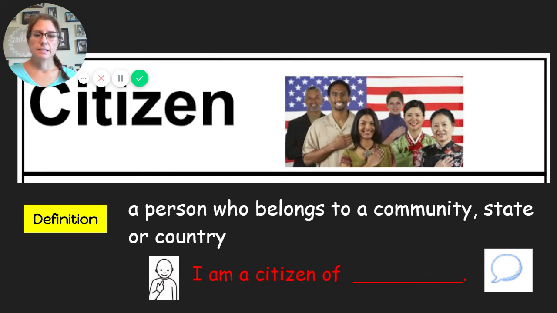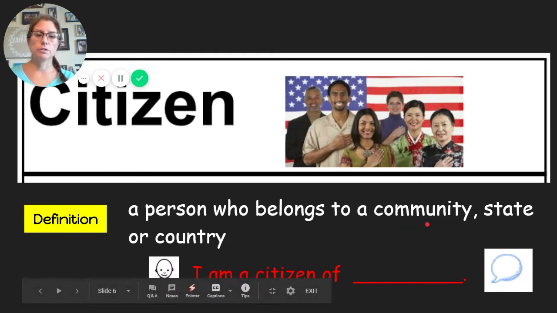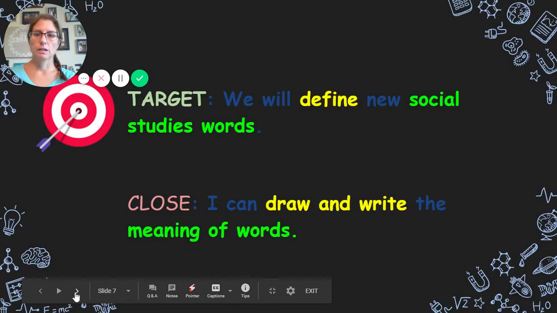I am a citizen of Texas. It's my state where we live. Now you try it. You're going to say the words with me. I am a citizen of... If you responded, you did a good job thinking. A group that you belong to that's a part of it. You're a citizen of the community, state, or country. That's the meaning of the word citizen.